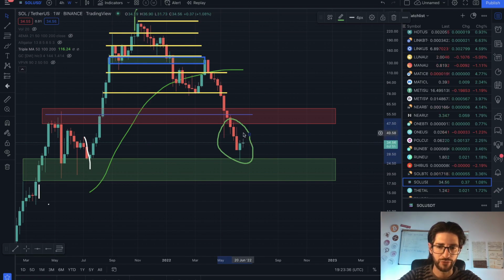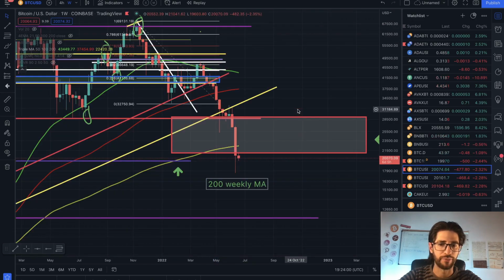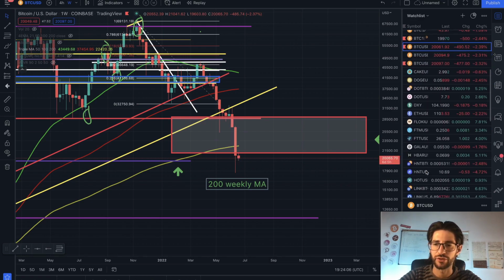But if we have some recovery here above $40 and have some big body here on this green candle that we just created yesterday, started to create last Sunday, then I think we could see a reverse pattern here. And this is happening only in Solana, because if you check the price action of Bitcoin, we are continuing with a red candle last time.